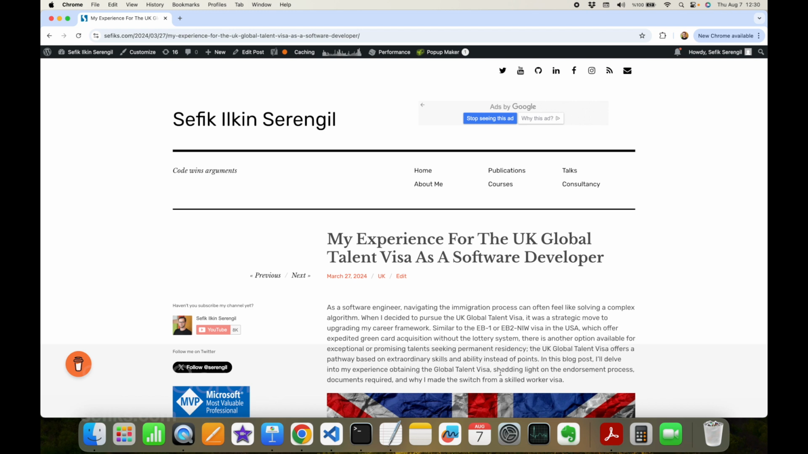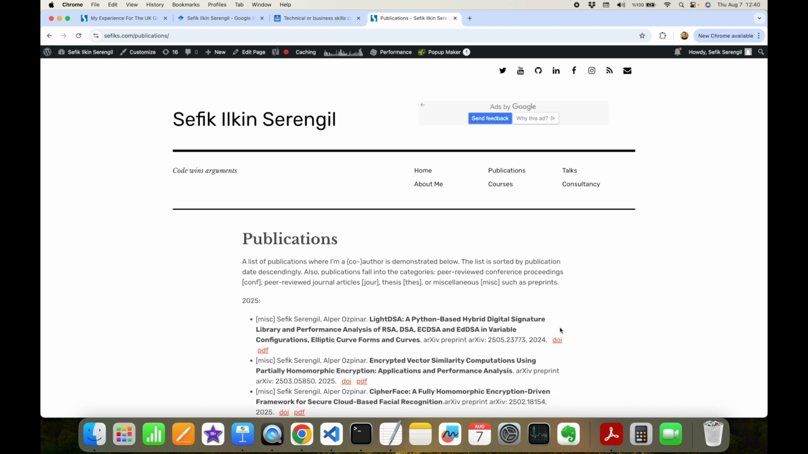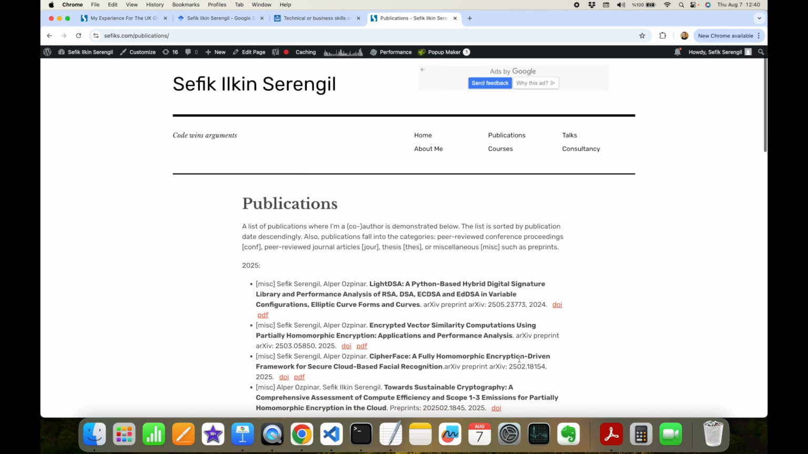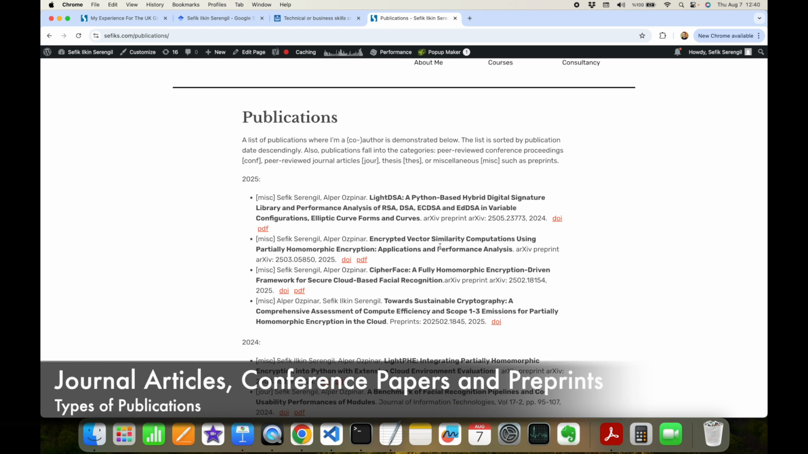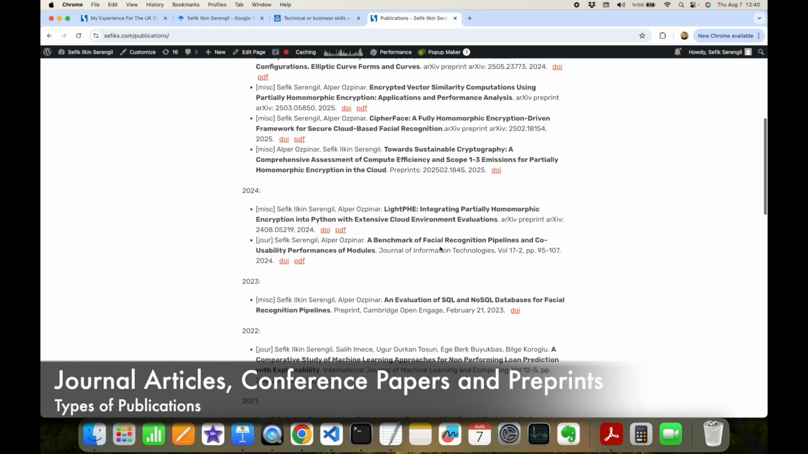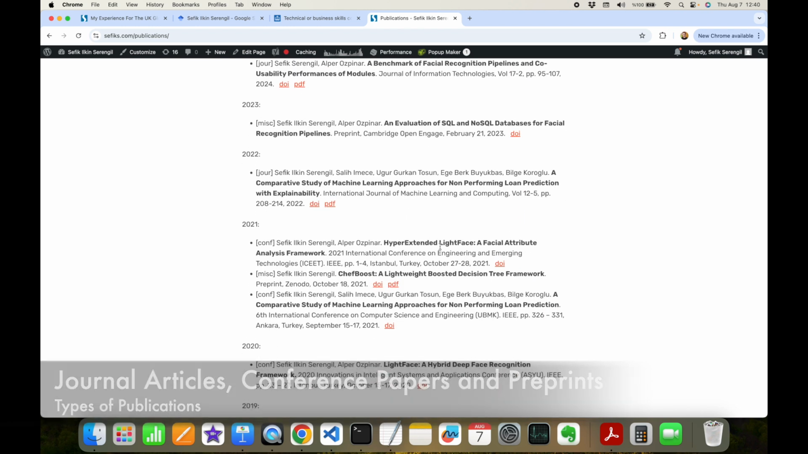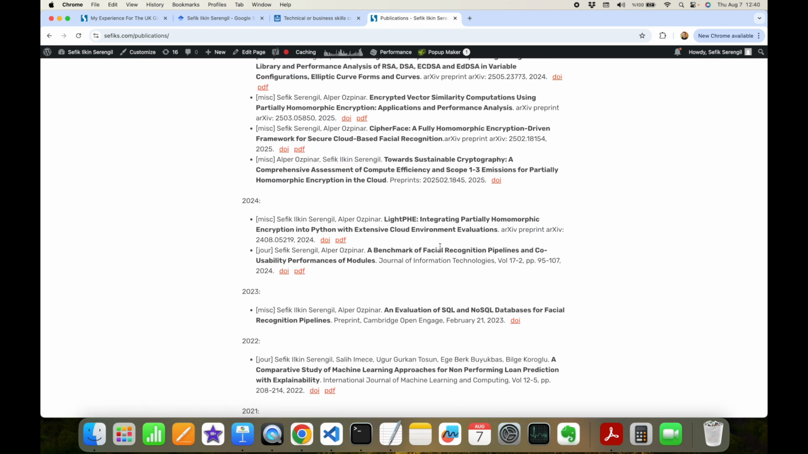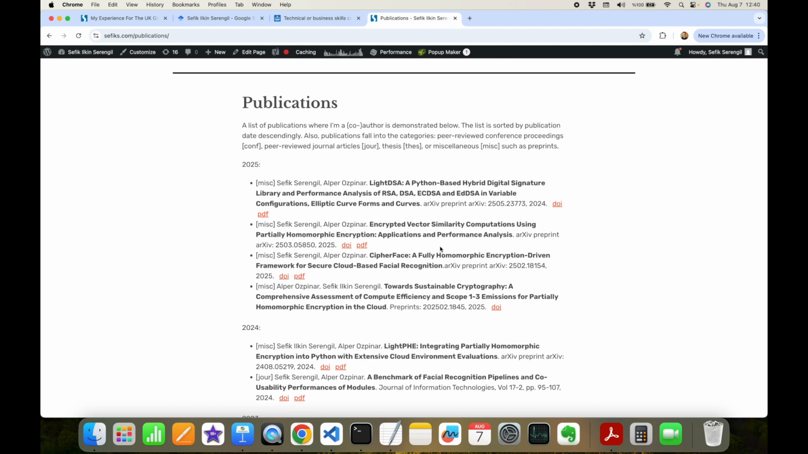What kind of publications can you submit? When it comes to Global Talent Visa, you can submit a variety of publications. These include journal articles, conference papers, also preprints on platforms like arXiv. Each of these counts as a separate piece of evidence. So if you have papers in those three groups, you can submit them as three different pieces of evidence.